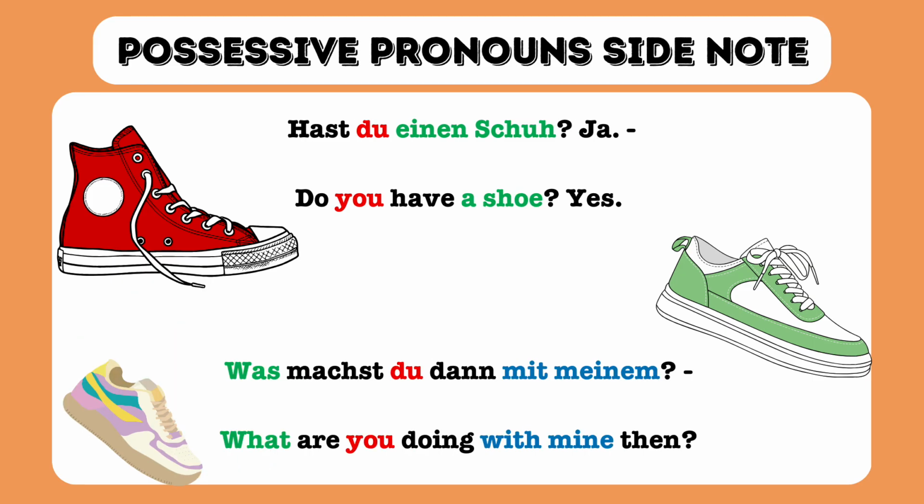Hast du einen Schuh? Ja. Was machst du dann mit meinem? Do you have a shoe? Yes. What are you doing with mine then? With mine is used in the dative case, which is why we say mit meinem. It's still referring back to the same masculine noun as before, einen Schuh.